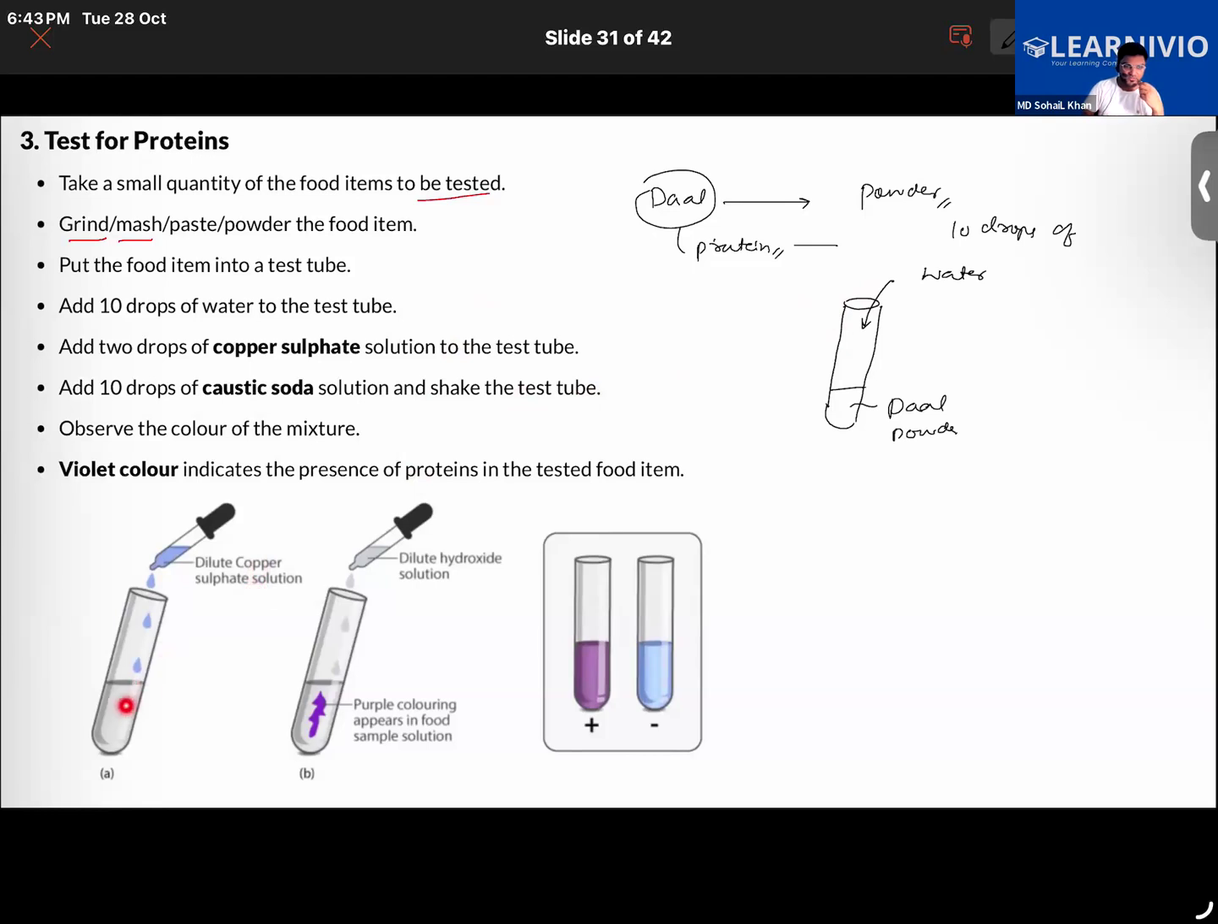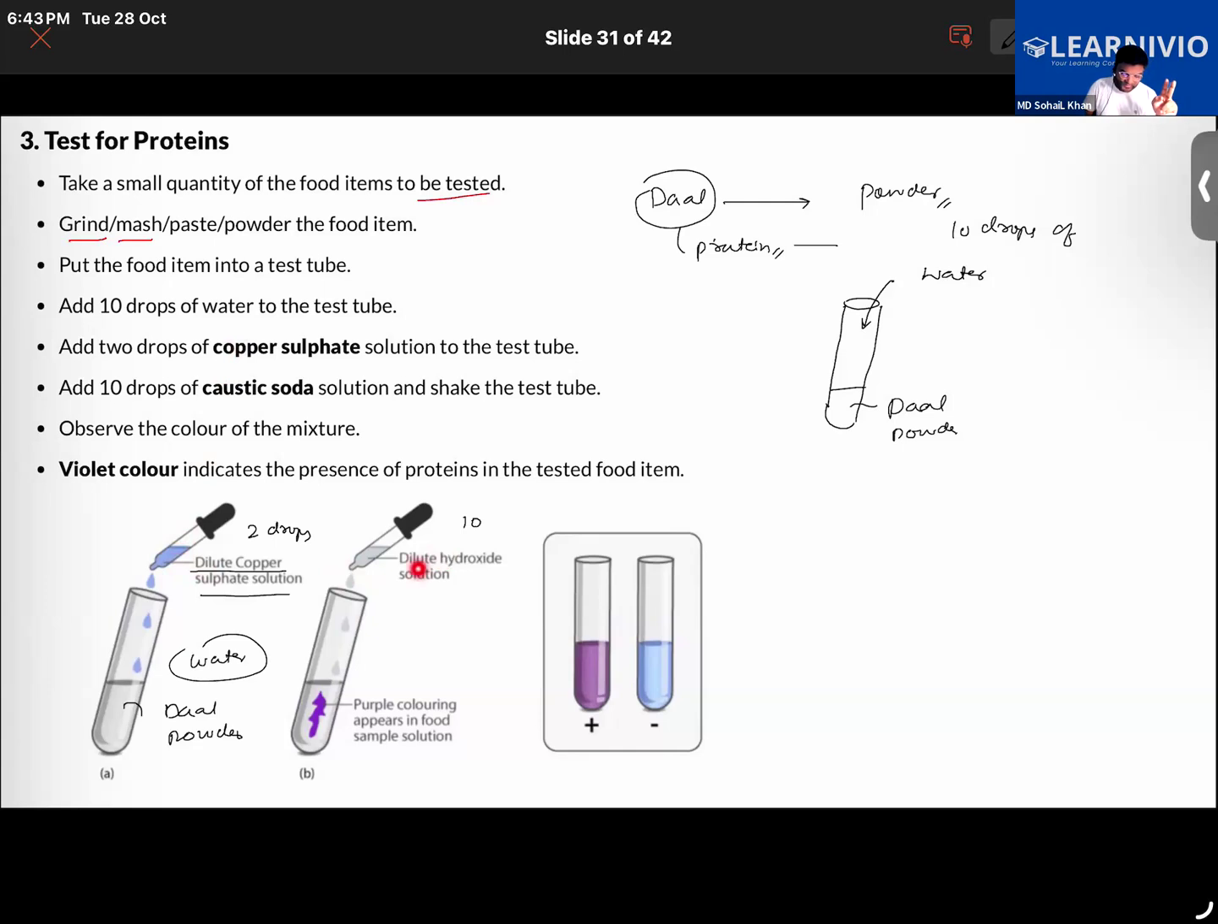Now say this is the test tube where you have put the dal powder. Now you're going to add water, and then dilute copper sulfate solution. Water was also added in it. So you have to add only 2 drops of copper sulfate solution. Then you will add 10 drops of caustic soda.